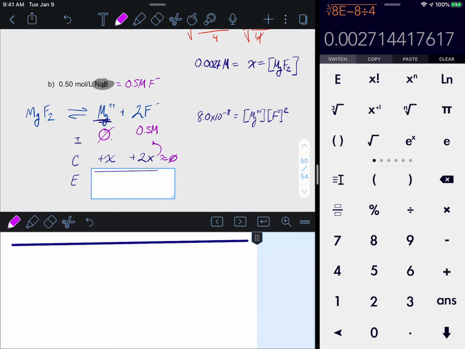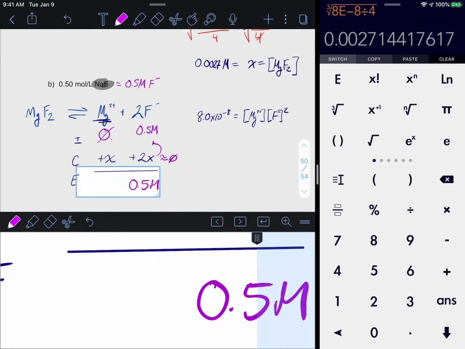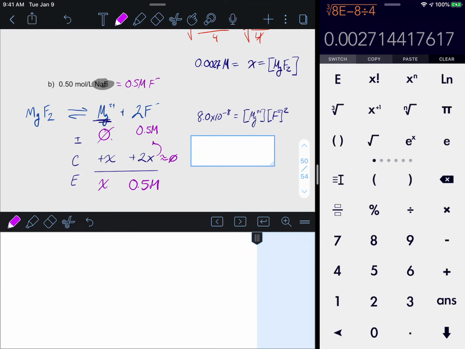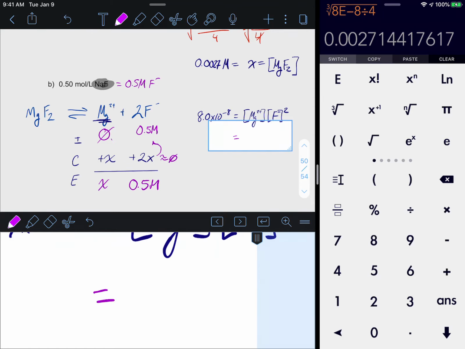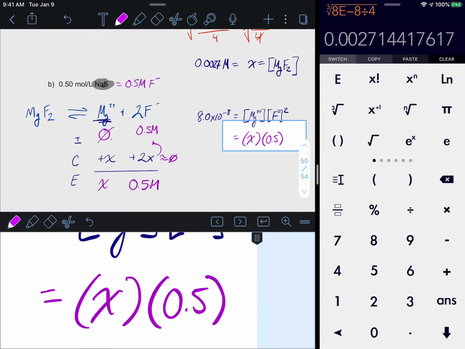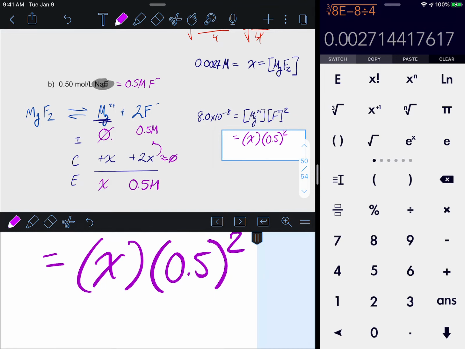So we have no effect on the first number, but the magnesium number does have a value. And we need that x value because that x value is going to tell us how much magnesium fluoride dissolved. It's equivalent. So now we do the replacement here. We replace the magnesium with x. We replace the fluorine with 0.5. So in fact, these calculations actually get easier as you go.